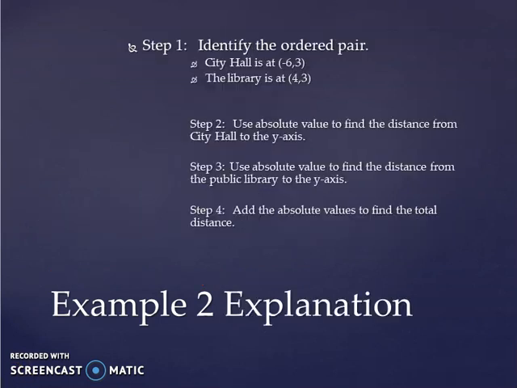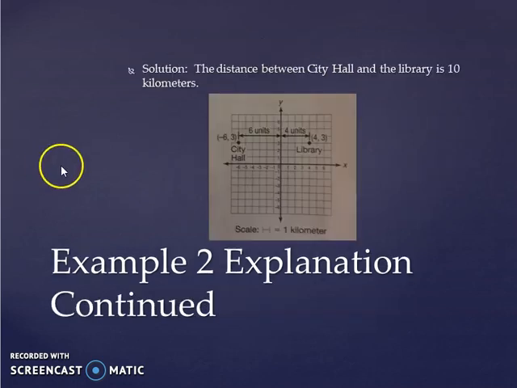All right, the first step that you should take is to identify the ordered pair. So City Hall is located at -6 and 3. The library is at 4, 3. So we want to use absolute value to find the distance from City Hall to the y-axis. And then you're going to use absolute value to find the distance from the public library to the y-axis. And then you're going to add the absolute values to find the total distance. So the solution here is the distance between City Hall and the library is 10 kilometers.